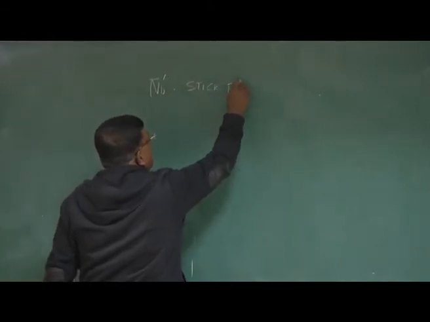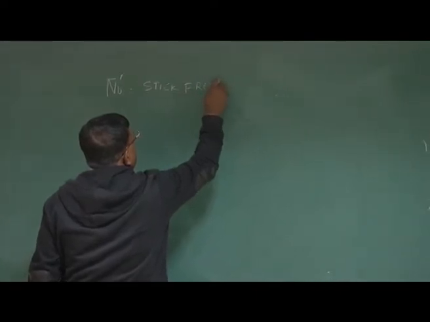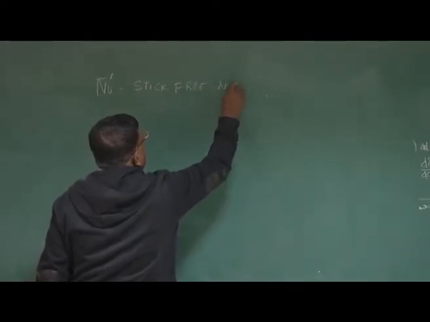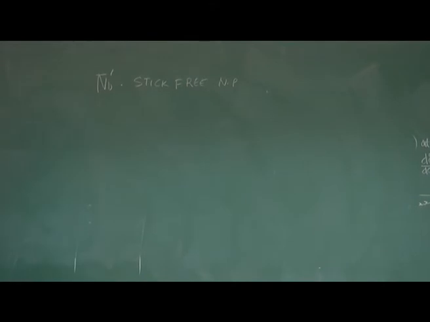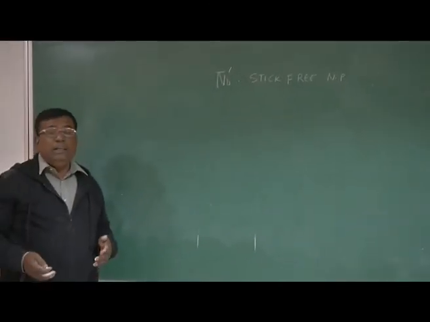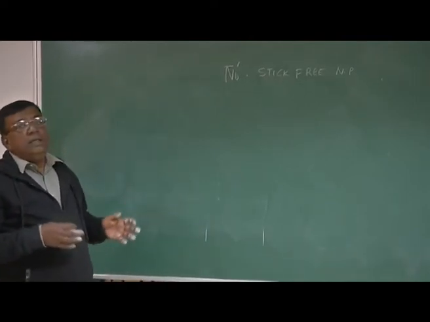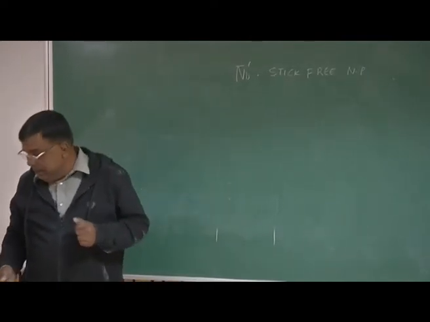Now we want to find out N naught prime, that is the stick free neutral point. How do I find it out, and what is the physics behind it? What is my strategy behind it? I need to understand the physics, then we'll conduct an experiment. Okay, let's see that physics part.